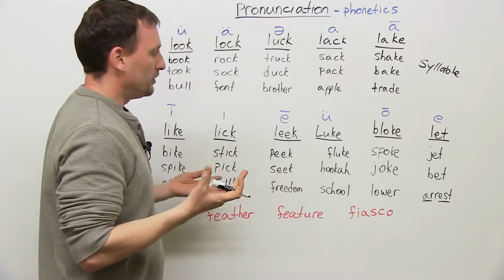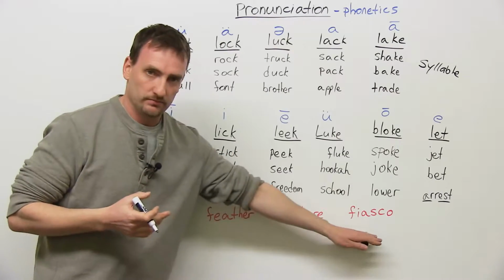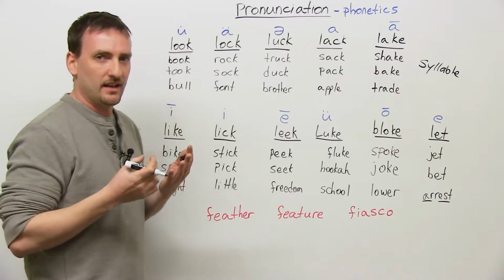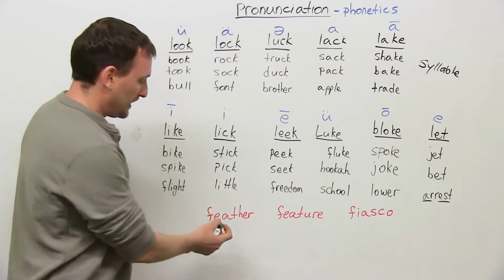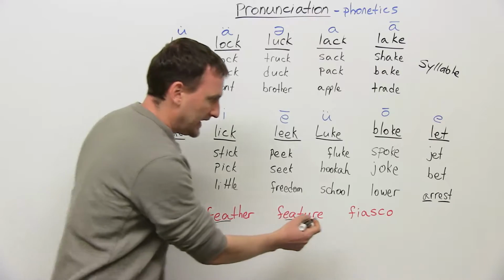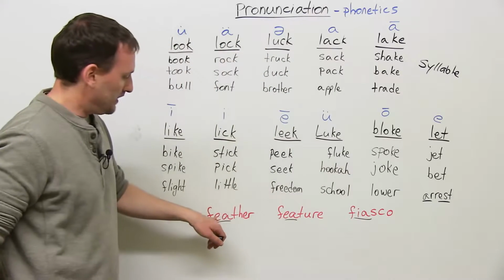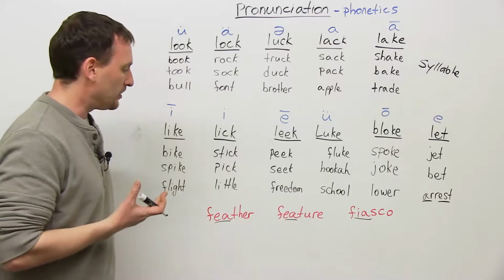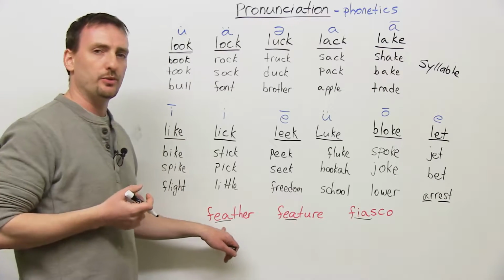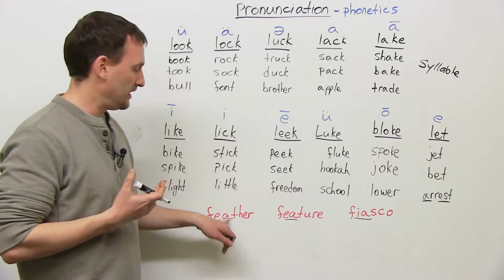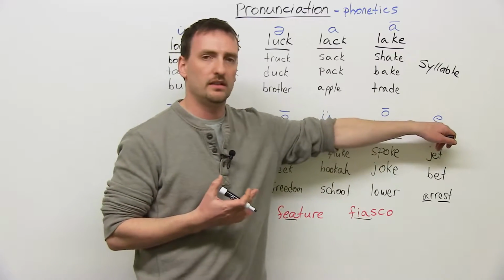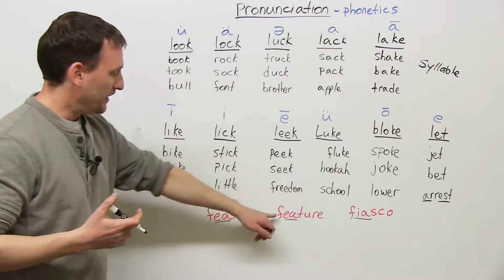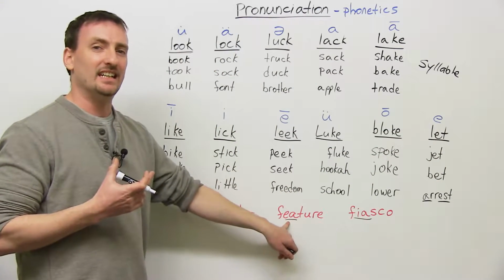Now, what do you do with this? So let's look at these words. Now remember, English is the hardest language to understand in terms of pronunciation because spellings don't mean anything. This EA and this EA don't sound the same. If you look at the dictionary, you will find out that this word is pronounced feather. This EA sounds like this E. Feather. This EA sounds like E.